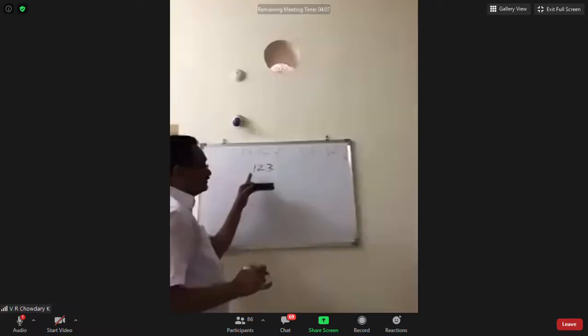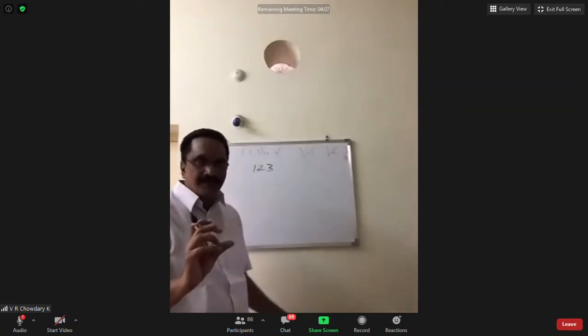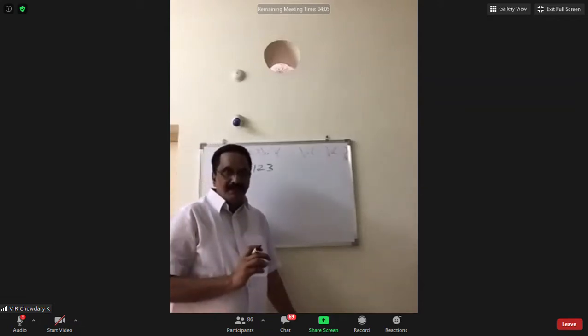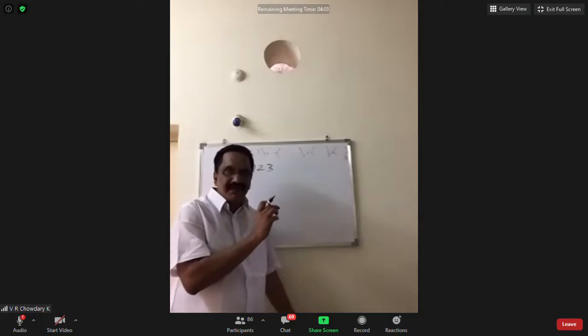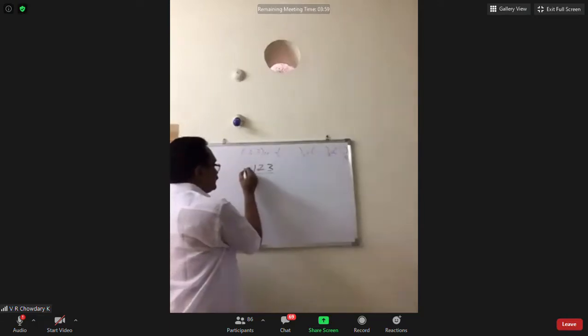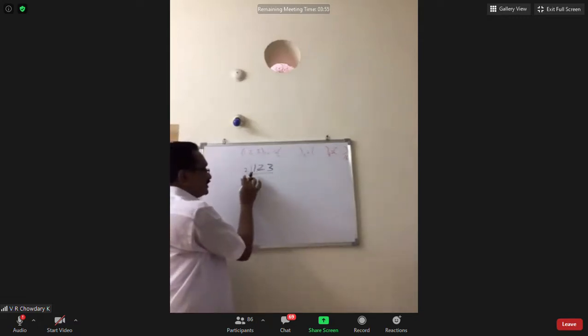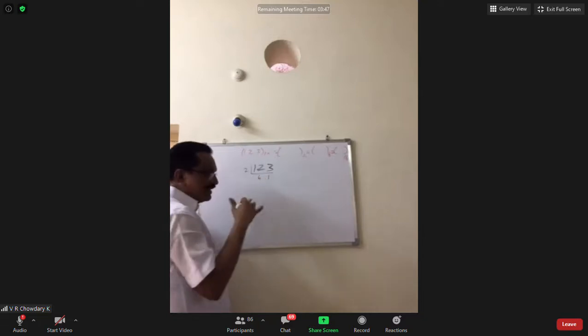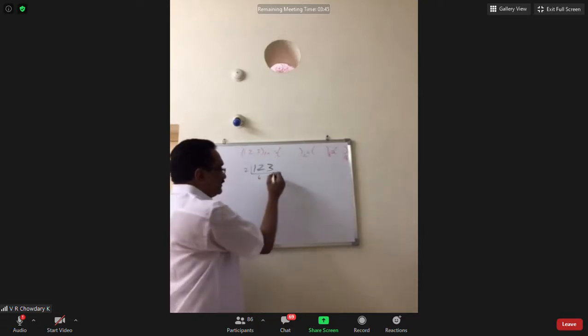For example, to convert this decimal number into binary, we have to successively divide it by 2. So what is the quotient value if we divide 123 by 2? So 123 divided by 2, 61 times. So what is the remainder value? 1.